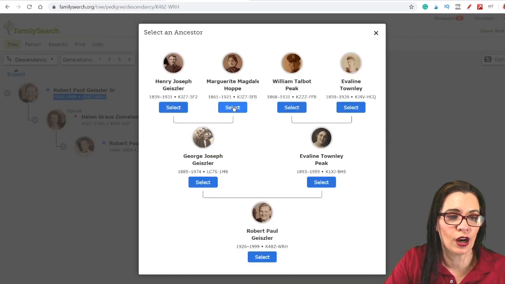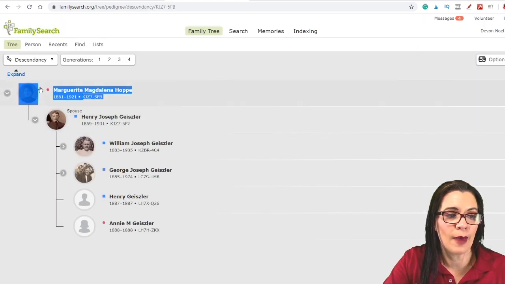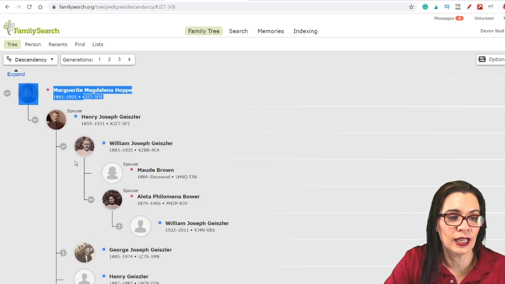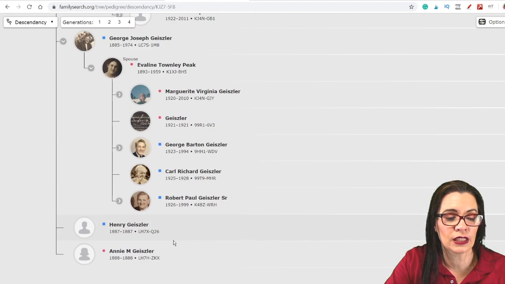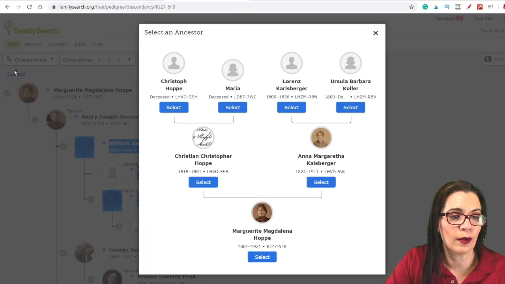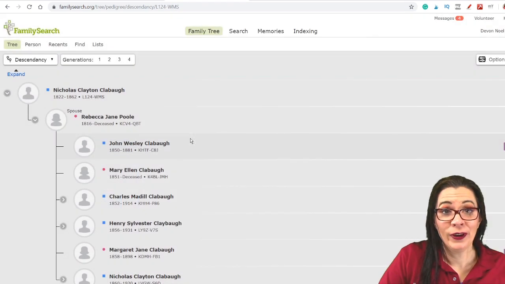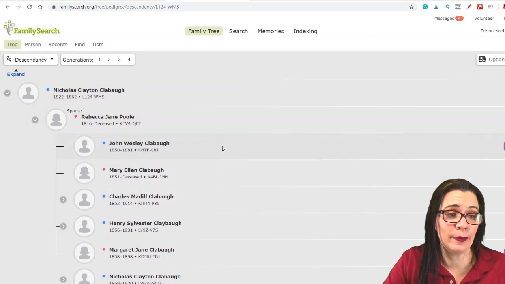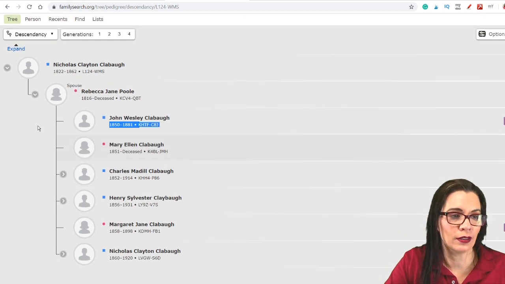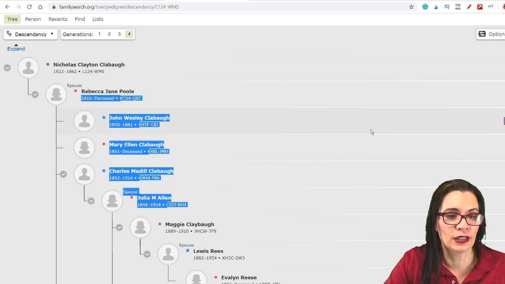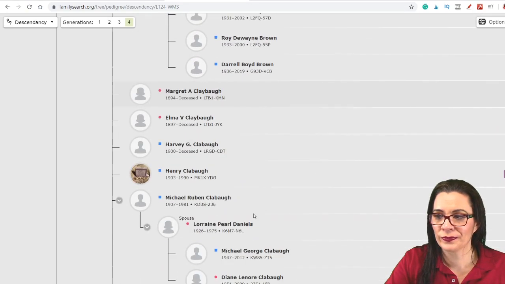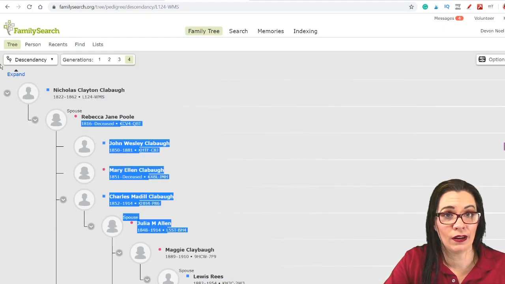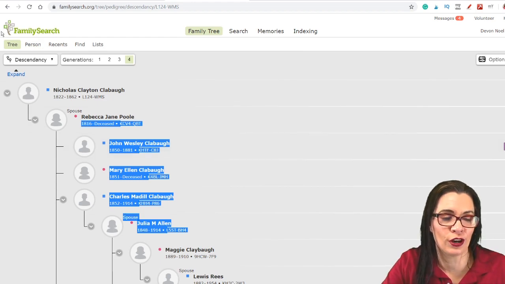So the descendancy chart, I can go all the way up here to Magdalena Hopi, and then I can keep going down the family tree to the descendants and the descendants. And this is really great when you go back multiple generations. I went ahead and hopped over to Nicholas Claybaugh. He is one of my ancestors. And what's great about this descendancy chart, you can go out to 4 generations and scroll down and see all the people they're descended from. Pretty neat. But to be honest, my favorite chart is the fan chart.